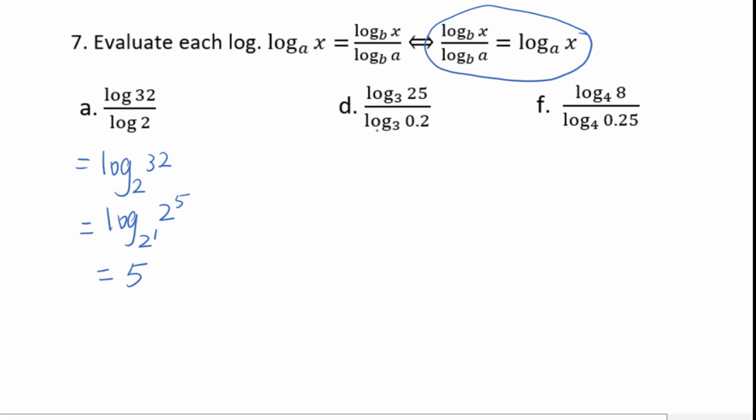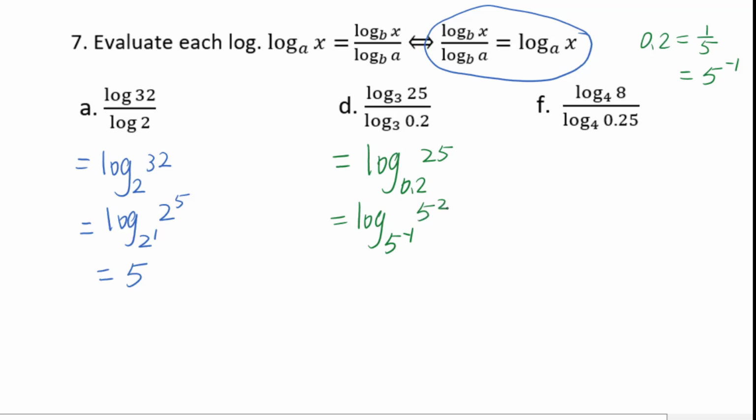Look at the D. Using the backwards of the change of base formula, we will get log base 0.2 of 25. For 0.2, we will change it into 1 over 5. 1 over 5 is 5 to the negative first power. So we get log base 5 to the negative first power of 5 squared. 2 over negative 1 is negative 2.